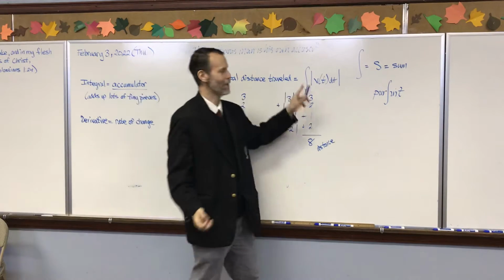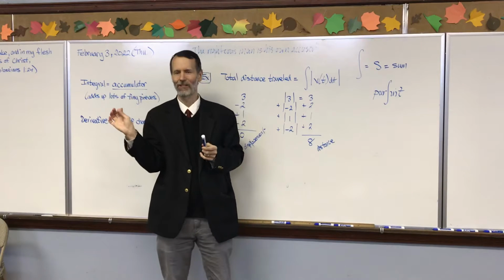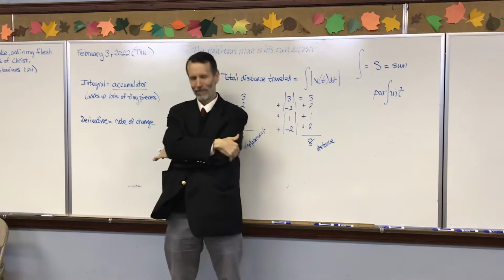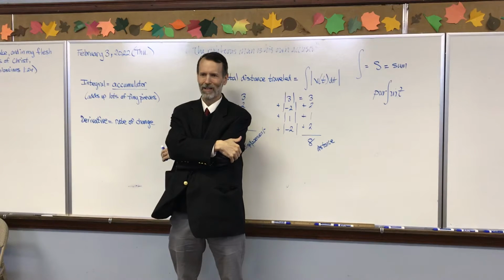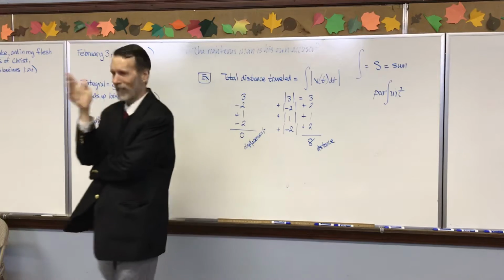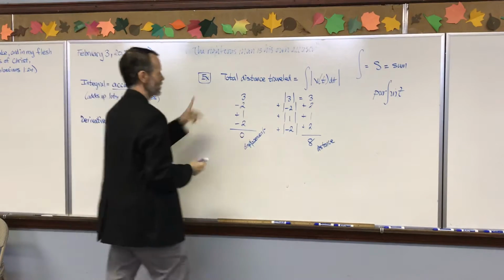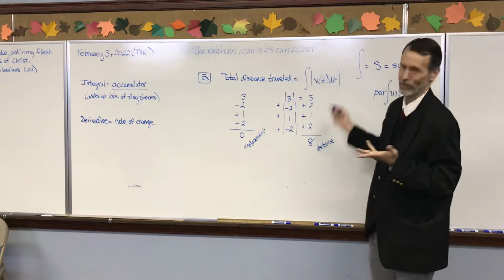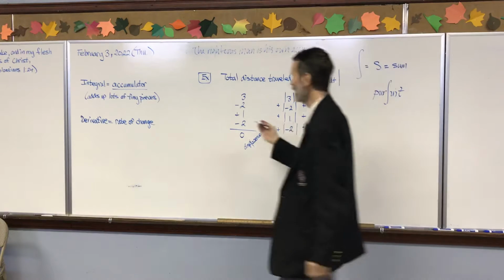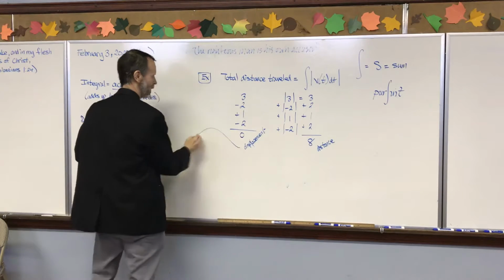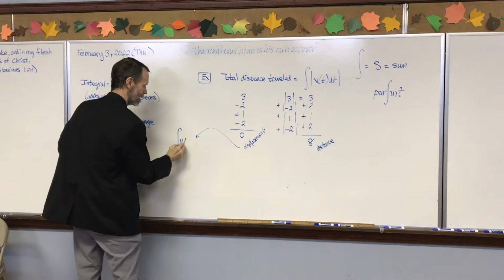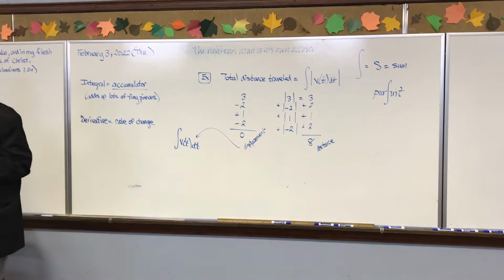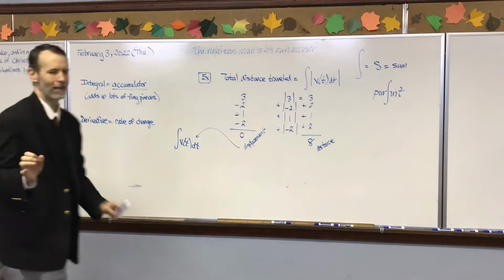So when I do this, I'm adding up all the little velocities, but I'm taking the absolute value of them. By the way, can somebody tell me what the absolute value of velocity is? Speed. Absolute value of velocity is speed. So the total distance traveled is the integral of the absolute value of velocity. So basically the integral of speed. If I want to take the displacement, it's the integral of regular v of t dt. Does that make sense?